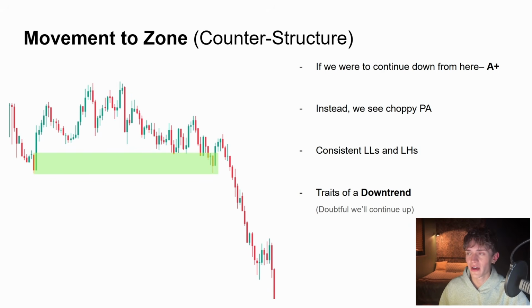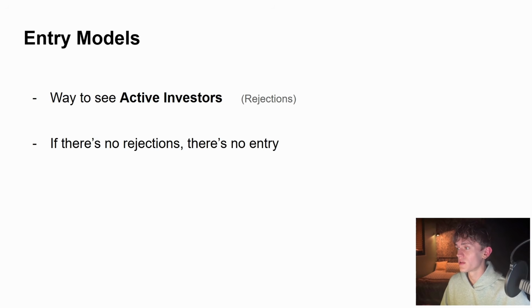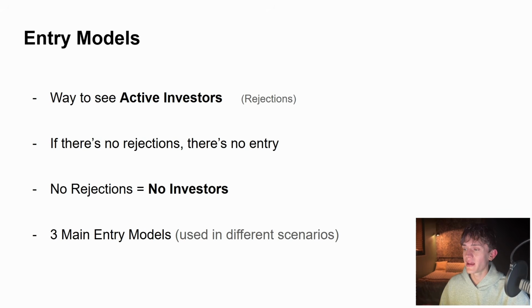Now let's get to the point that I know we all want to talk about, which is going to be our entry models. The entry models that I use are just going to be a way to see the active investors, since we heavily rely on rejections from our zone. If we don't see rejections, then there is going to be no entry. And this is going off the fundamentals that rejections literally equal investors. Therefore, no rejections is just going to equal no investors, which are the people that we're trying to ride the back of. So we have three main entry models that we use to capitalize on this, and they are all going to be used in different scenarios.